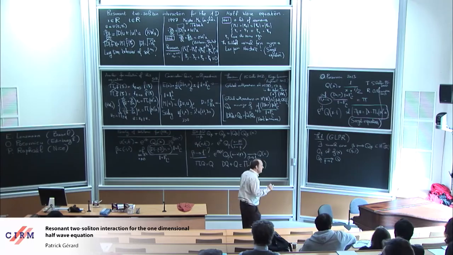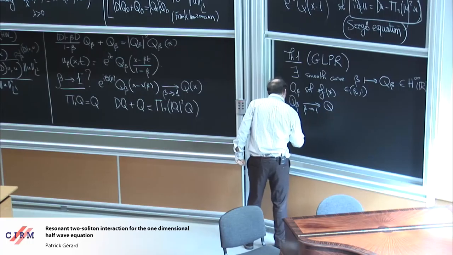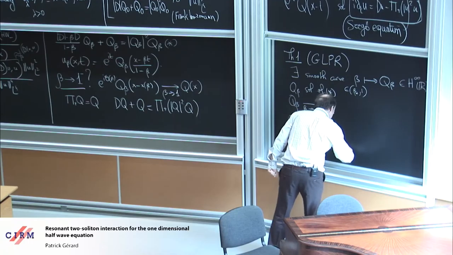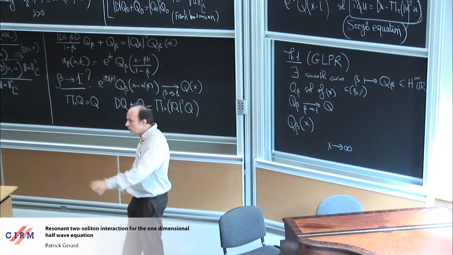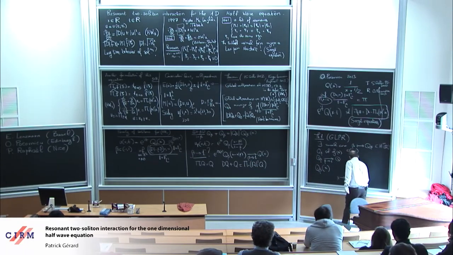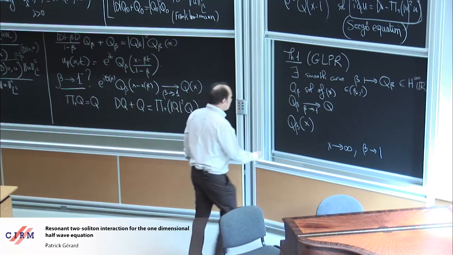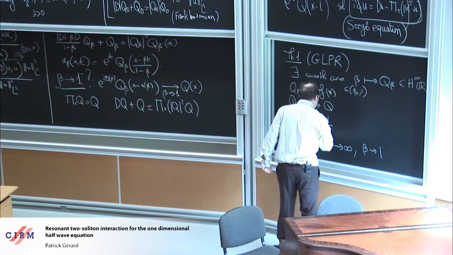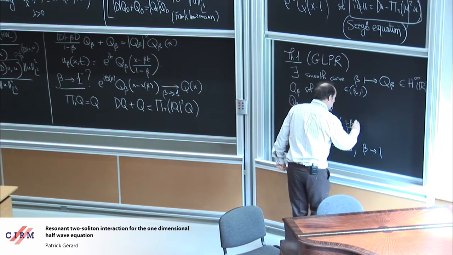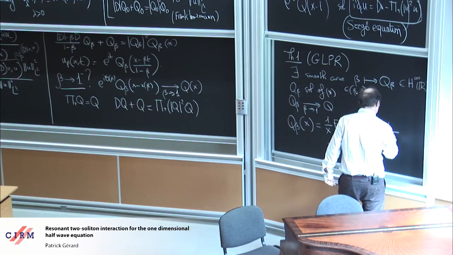Moreover, these Q_β are not explicit, of course, but at least we have some nice description as x goes to infinity. And this description is the following. You have a two-scale description, because x goes to infinity, but β, of course, is very close to 1. You see that Q_β(x) is something like (1/x) F(-(1-β)/(1+β) x) plus O(1/(x² log x)).